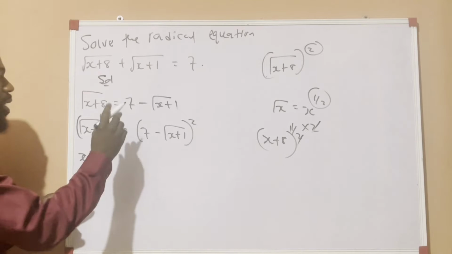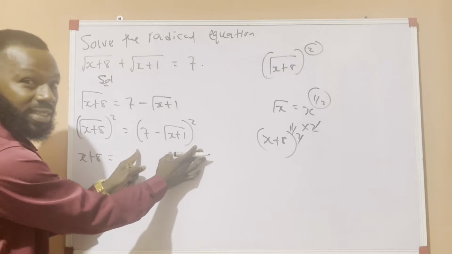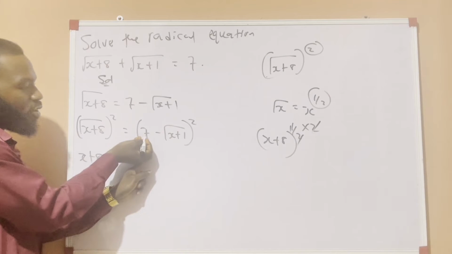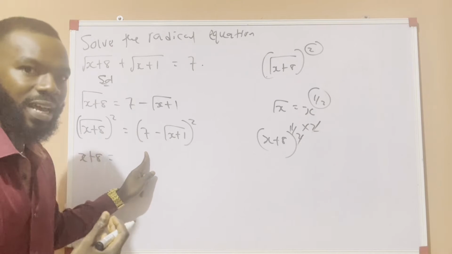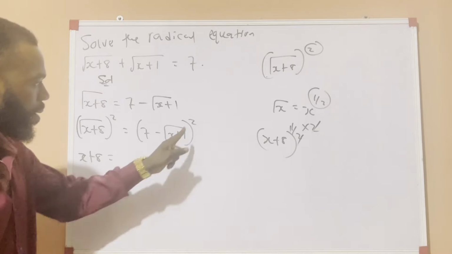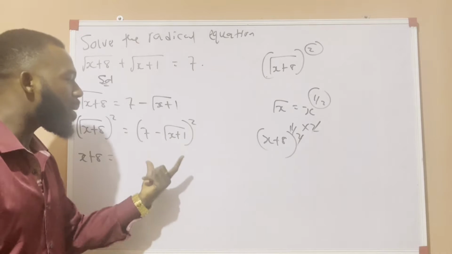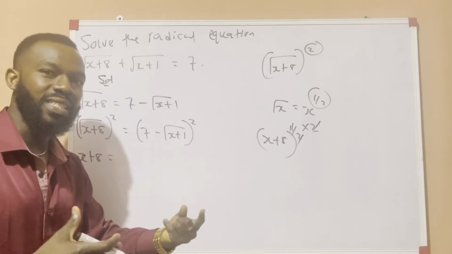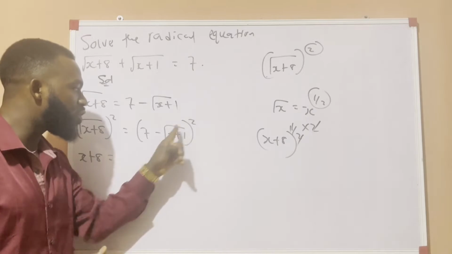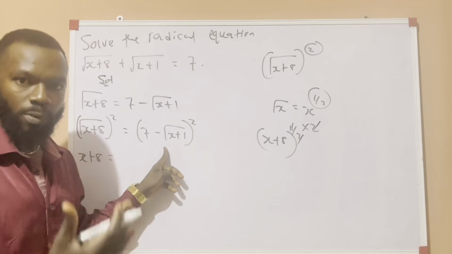Now, what we're going to do here is expand. We can't perform this magic here, because the root is not also affecting 7, so there is no way that magic can work. So here we're going to expand. And how do you expand? Power 2 means 7 minus root x plus 1, which is the base, is appearing 2 times. That is the function of the power. The power tells the number of times you multiply your base.